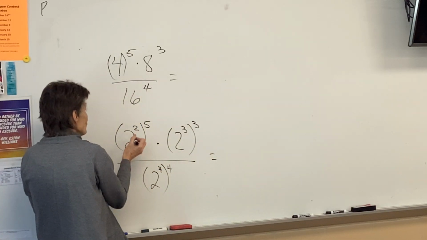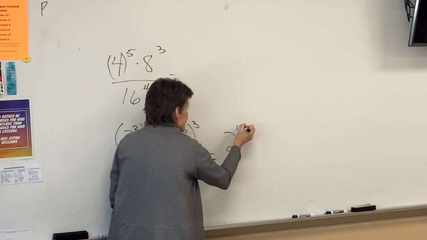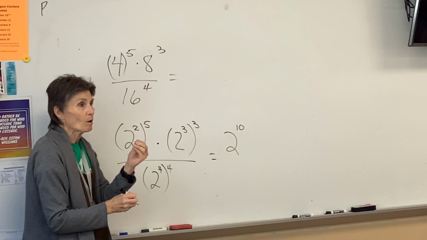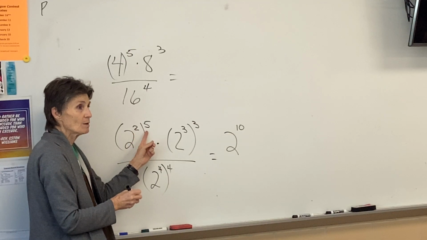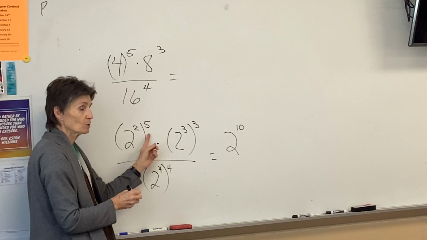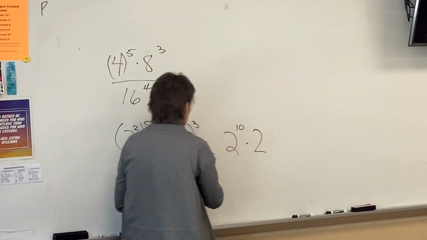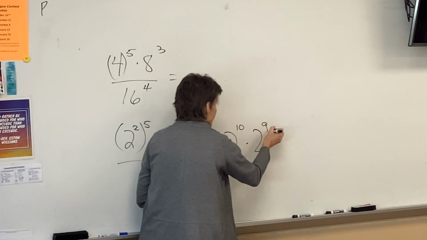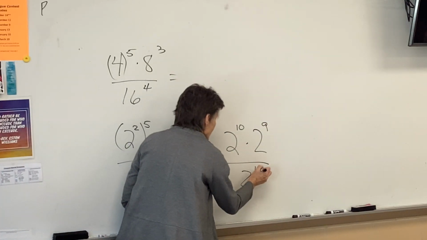So 2 squared to the 5th is 2 to the 10th. We need to remember our properties of exponents. When we have a power to a power, we multiply. That's a multiply right here. And then we have times 2 to the 9, over 2 to the 16.